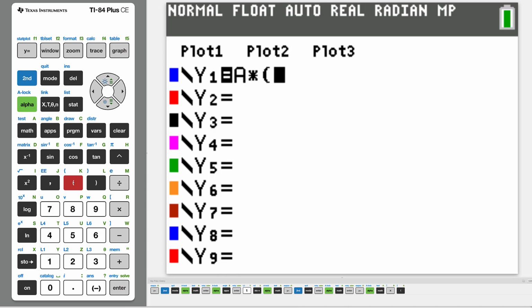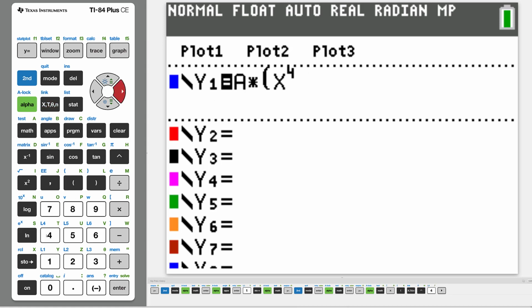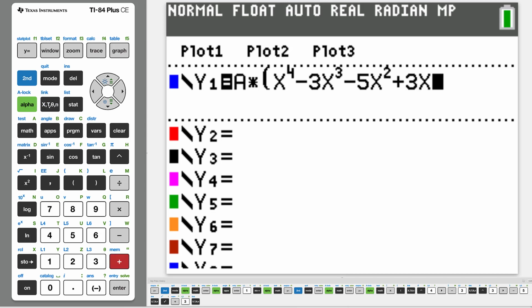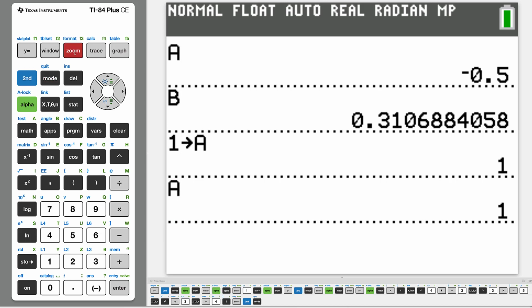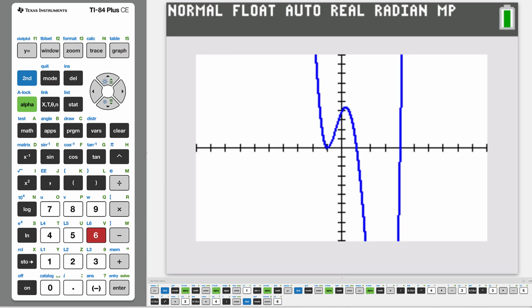All right, so I go back to y equals, and I'm going to put in alpha A times the quantity, and then I'm going to type in that polynomial just like I had it on the iPad screen. So I have x to the 4th, minus 3x cubed, minus 5x squared, plus 3x, plus 4. And then I'll close that. And if I quit this and I standard zoom it, the graph looks like that.